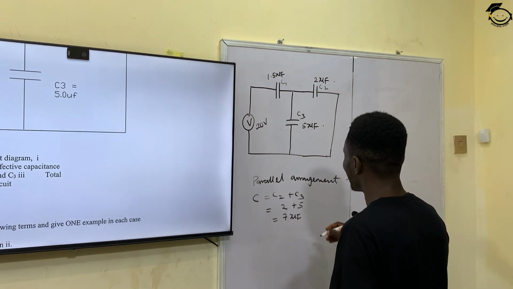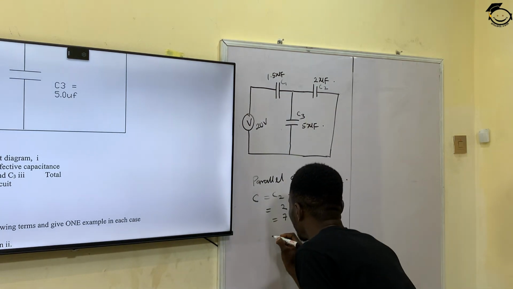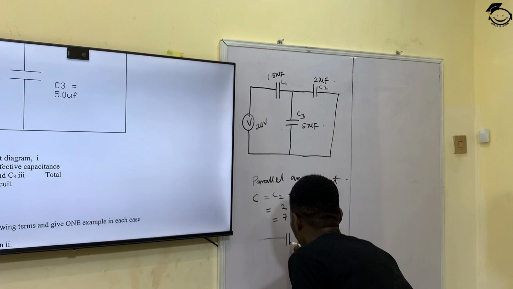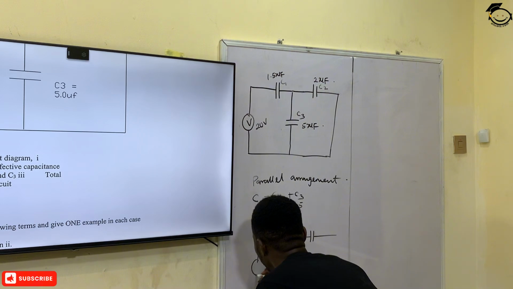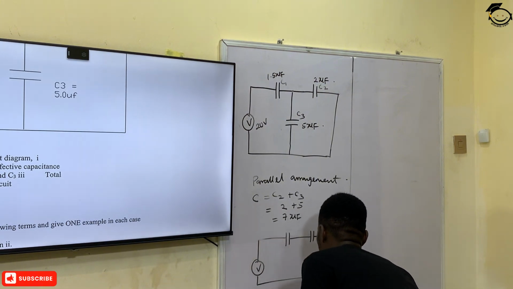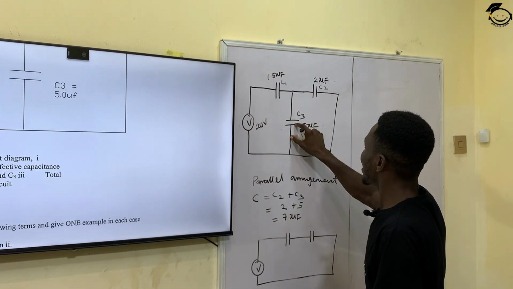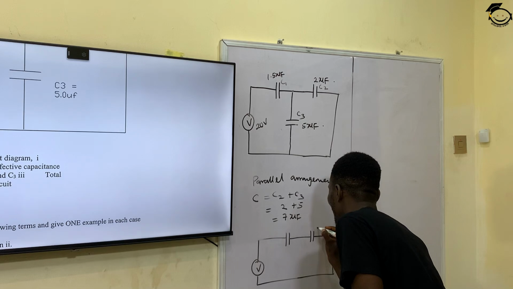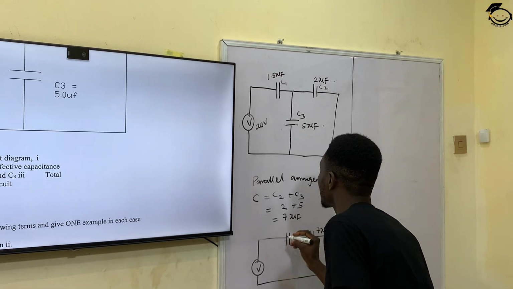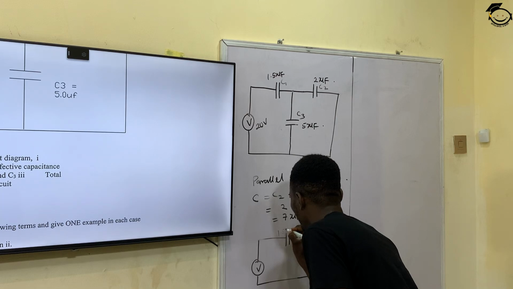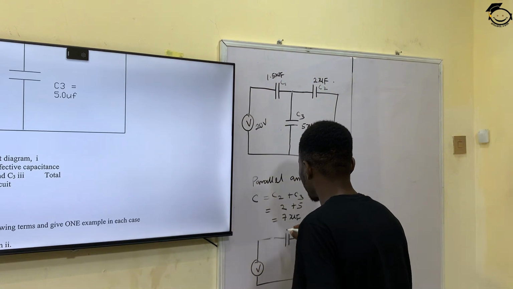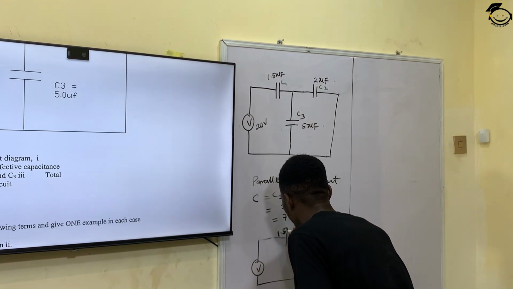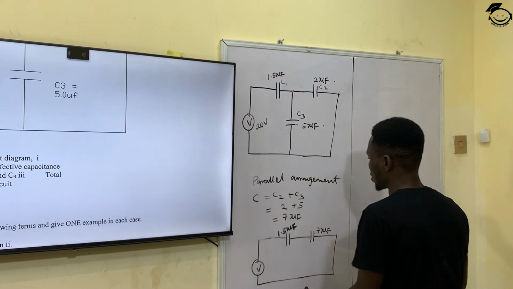So if you resolve that, you'll have a diagram that looks exactly like this. They are both now connected in series, sorry. So this is the volts, and I'll have something like this. I've resolved these two here to become what? Series connection. So this is 7 microfarad, and this is 1.5 microfarad.